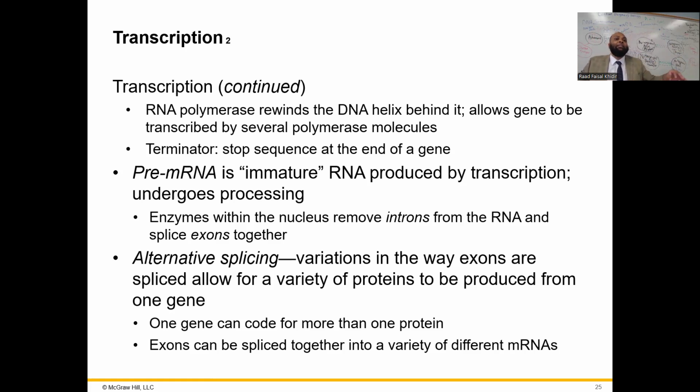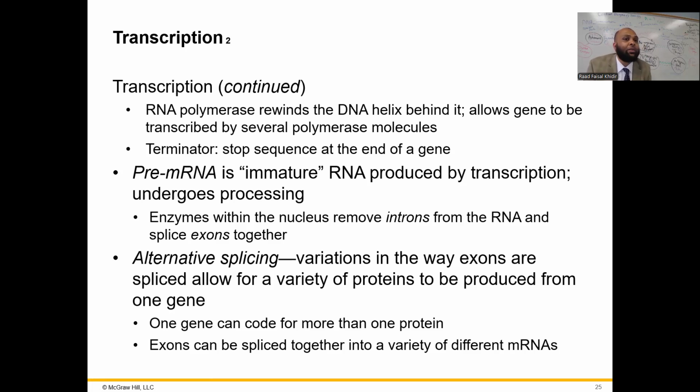But it's teamwork. It's gang work. It is not just one enzyme doing the job. So let's see here. The DNA polymerase rewinds the DNA helix behind it, allowing the gene to be transcribed by several polymerase molecules. Translation happens at the ribosome, but it's not just one ribosome working. It's multiple ribosomes translating the same mRNA.